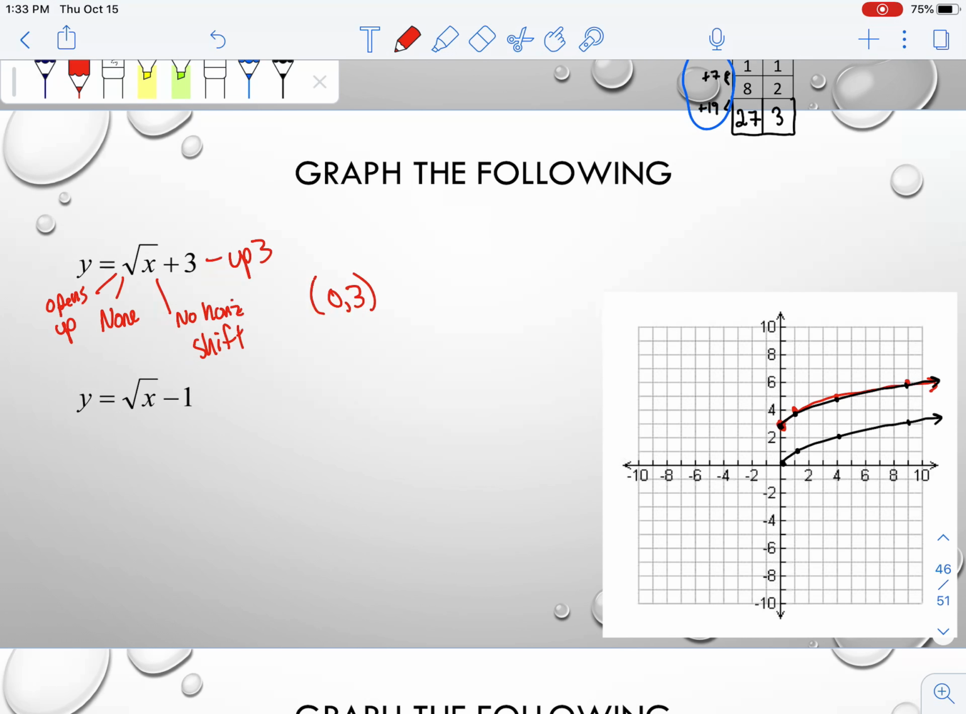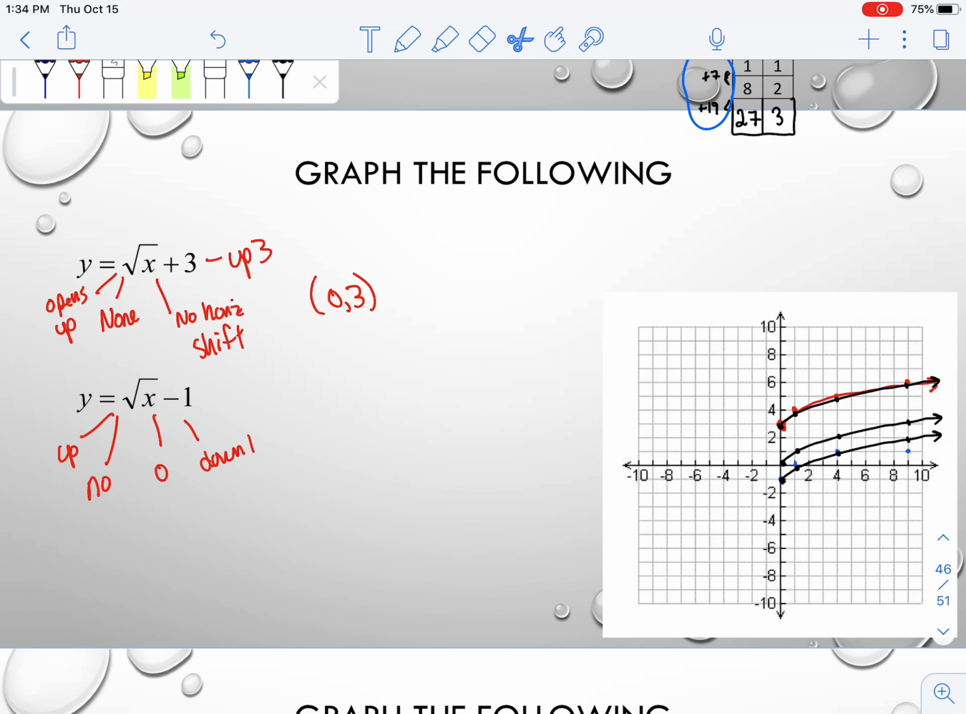Okay, so let's look at the one down here. Again, same thing, still going up, no vertical stretch or compression, so nothing to worry about there. The horizontal shift is 0, and the vertical shift is going down 1. So really all I'm doing is picking that graph up and sliding it down 1 unit. So the same patterns occur, up 1, out 1, up 1, out 3, up 1, out 5. If I copy this graph again, I should be able to slide that right over top of the points I just made.